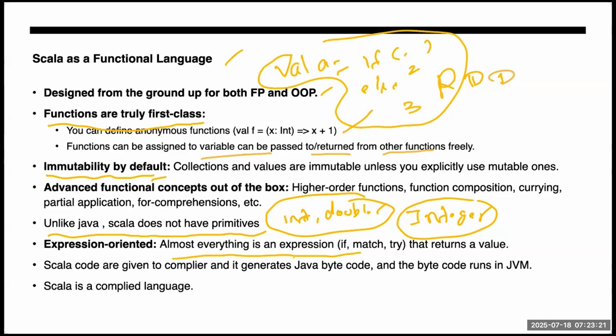Almost everything in Scala is an expression: if, match, try all return a value. But these things won't happen in Java. You can write the logic in if else, but here you can also return the value.